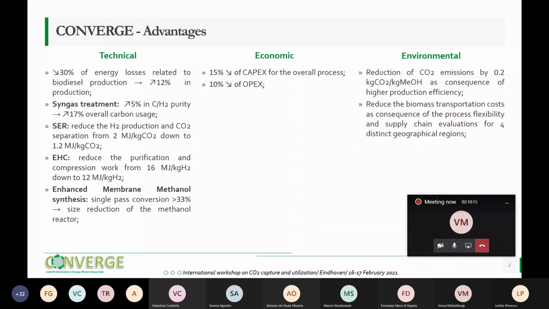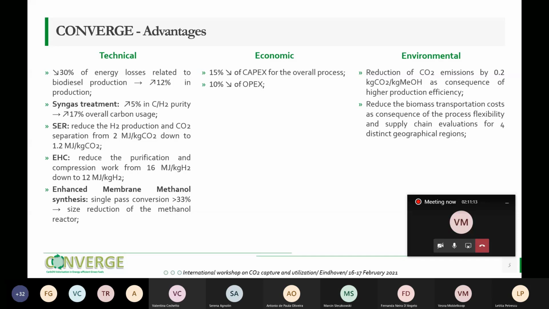Talking about advantages from the technical, economic, and environmental point of view, I would like to stress a little bit the reduction by 30% of the energy losses related to biodiesel production, and this will lead to an increase of about 12% in the production. In the syngas treatment, there is an increase of up to 5% in the carbon to hydrogen purity, which leads to an increase of the overall carbon usage. In the sorption enhanced reforming, we expect a reduction in the hydrogen production and CO2 separation energy from 2 megajoules per kilogram of CO2 down to 1.2 megajoules per kilogram of CO2. And in the last step, in the membrane methanol synthesis, a single pass conversion higher than 33%.